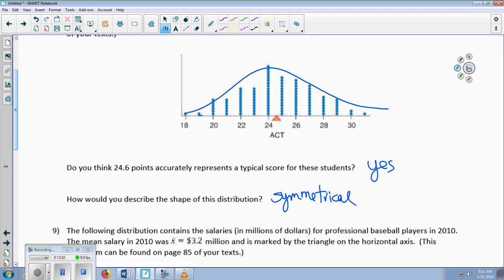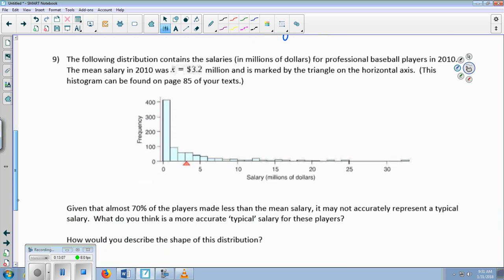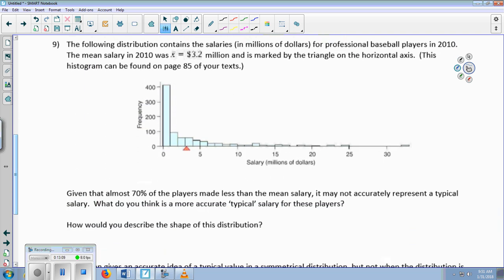Okay, so the following, we're going to look at another distribution. The following distribution contains salaries for professional baseball players from 2010, and the mean salary was 3.2 million. It's marked right here on our histogram, and now we want to say, okay, we're looking at this. Would you say that's a typical salary of a baseball player?